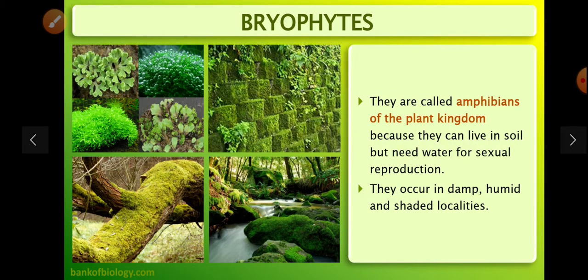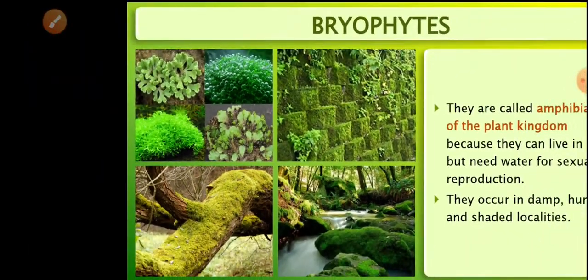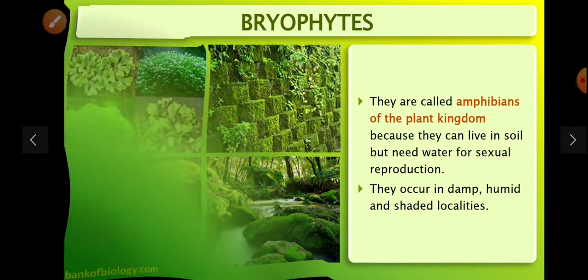They are called amphibians of the plant kingdom because they can live in the soil as well as in the water for sexual reproduction. They occur in damp, humid, and shaded localities. You can see this diagram. They require a moist environment for their survival.